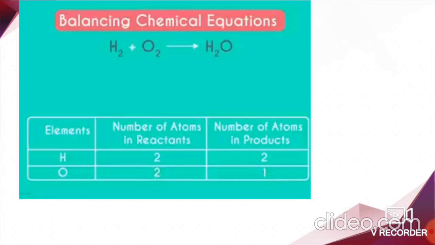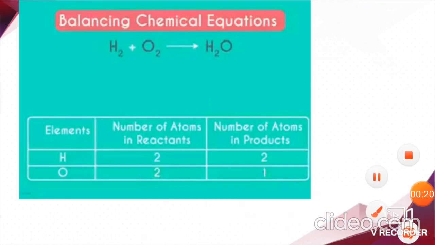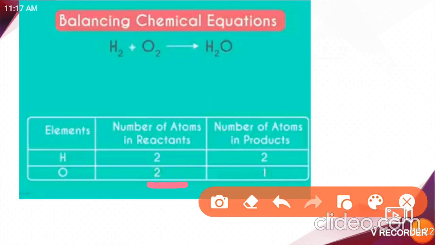Next, check whether the number of atoms of each element in the reactants and products is equal or not. For that, consider the hydrogen atom first. In the reactant, how many hydrogen atoms are there? 2. In the product, how many hydrogen atoms are there? 2. Here, the number of hydrogen atoms gets balanced, right? Next, check the oxygen atom. In the reactant, how many oxygen atoms are there? 2. In the product, how many? 1. So here, the number of oxygen atoms is not balanced. Right or no? So we'll try to make it balanced.